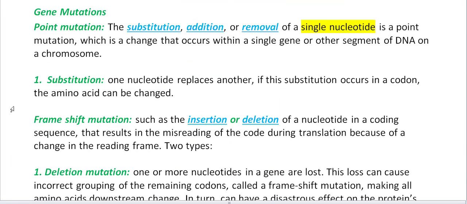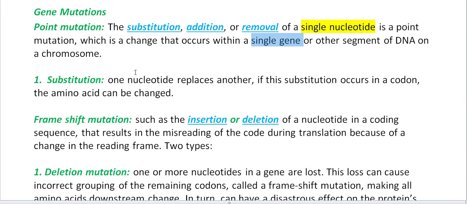Now we explain gene mutation. Gene mutation has many types. One of the types is called point mutation. Point mutation has 3 types: substitution, addition, and removal of a single nucleotide. When just one nucleotide is added, substituted, or removed, it is called a point mutation, which is a change occurring within a single gene or other segment of the DNA of the chromosome.